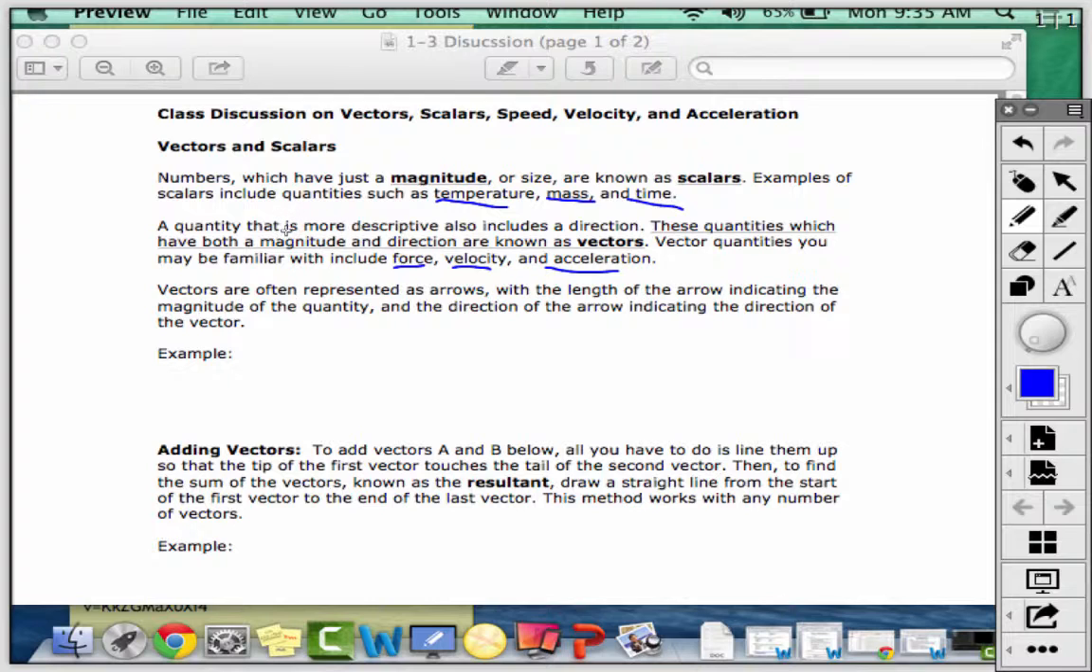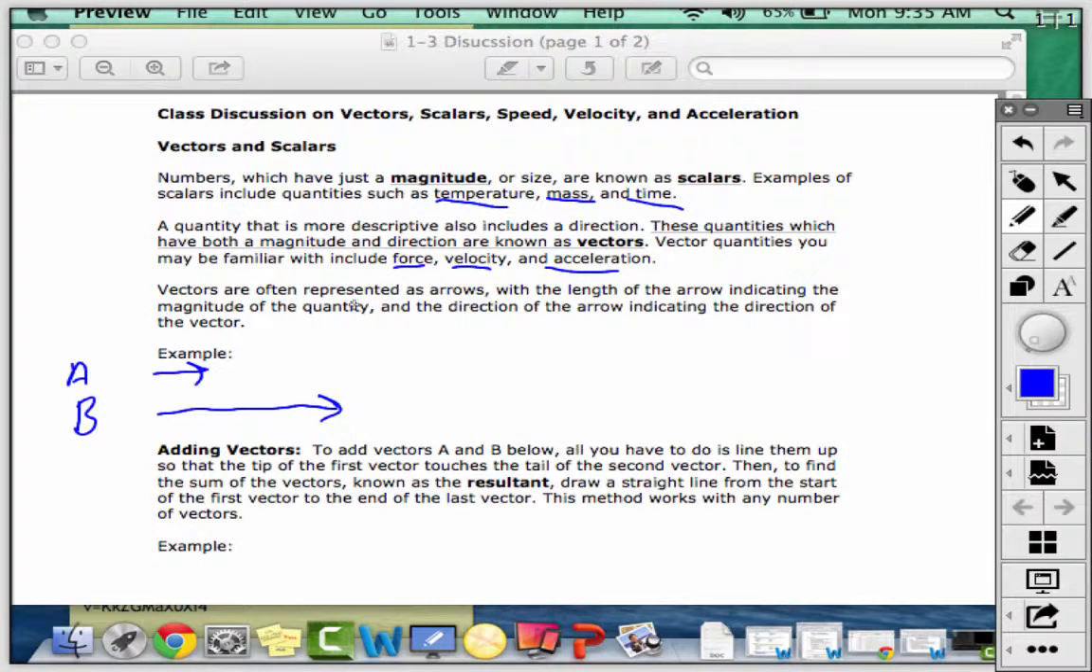In lesson 3, I talk a little bit about how you can represent a vector with an arrow. Basically, the length of the arrow indicates the magnitude of the vector, how big it is or how small it is, and the head of the arrow indicates the direction. So for instance, let's say I have two cars going at some velocity. I have car A and I have car B. Let's say this was the arrow representing car A, and this is the arrow representing car B.